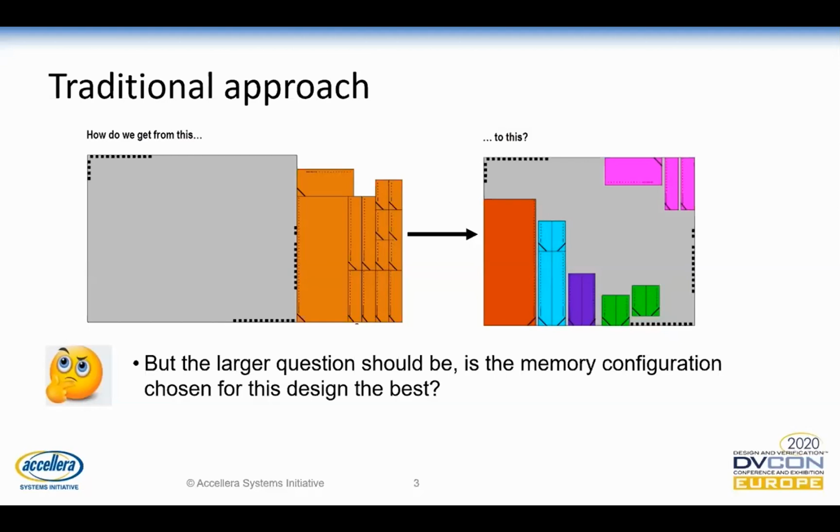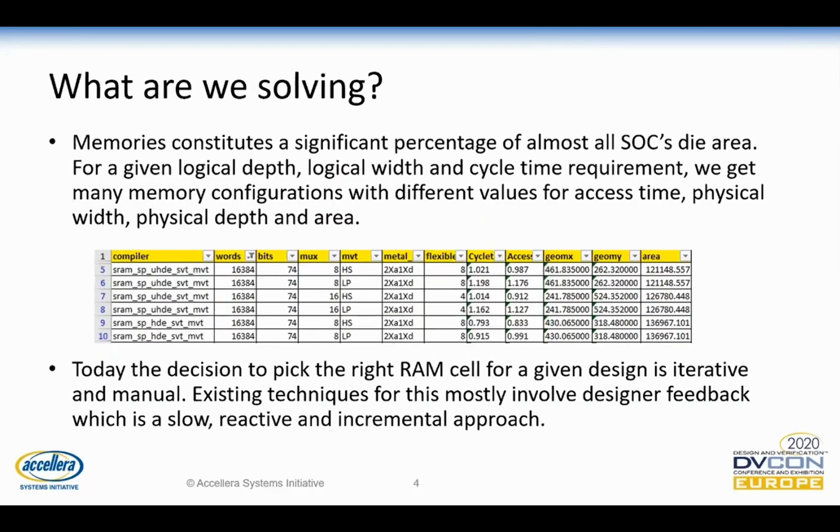However, very few think if the memory cells chosen is really best suitable for the design. Do we have a way to come to this conclusion? Is there a scope to save more area by picking right memory cells? The more we ask questions, the more we think of innovative ideas. So what are we solving?